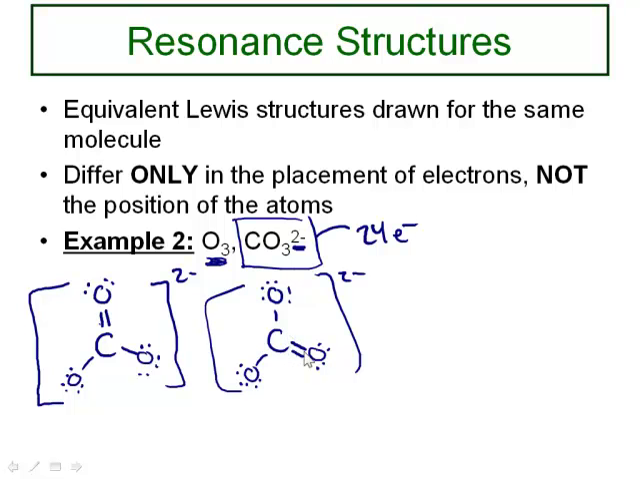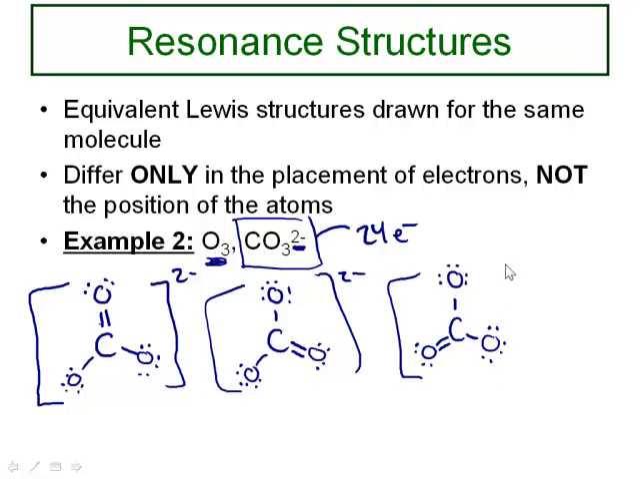Here I have the double bond between the carbon and this oxygen. Here I have it between the carbon and this oxygen right here. Notice I could also draw a third structure like this, where I've got a single bond there, a single bond there, and a double bond to this other oxygen over here. These structures, guys, are equivalent. They have the same connectivity of the atoms, but a different placement of the double bond.